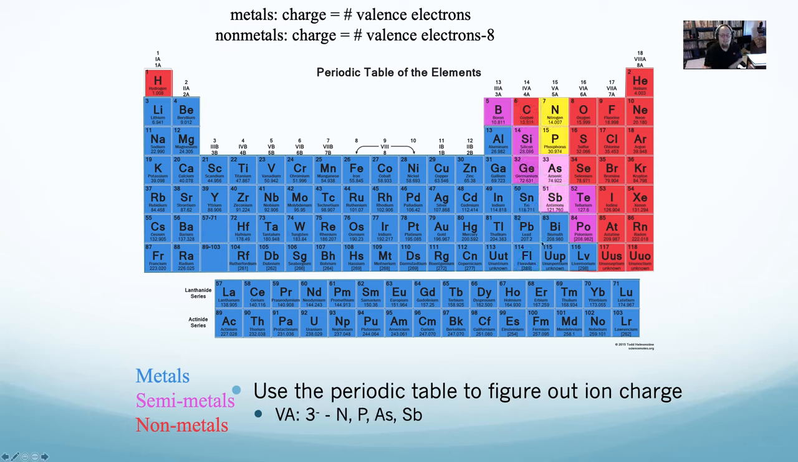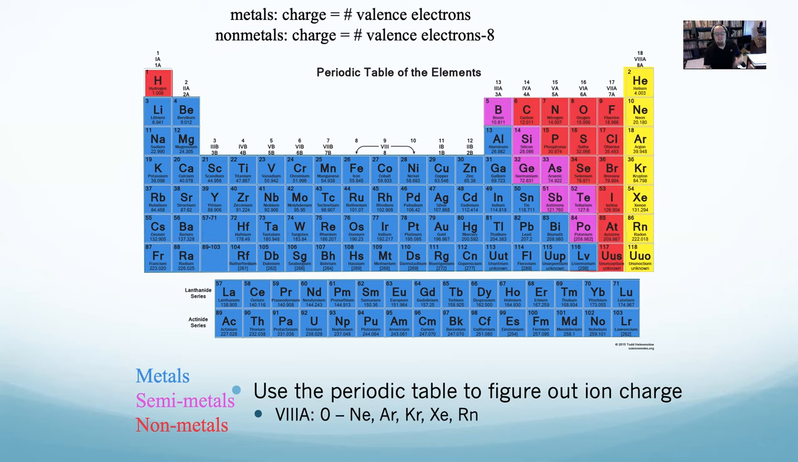In family 5A, and at this point I'm ignoring the metals down below, the non-metals have 5 valence electrons. 5 minus 8 is negative 3. They have a charge of negative 3. In 6A, 6 minus 8 is negative 2. These guys have a charge of negative 2. In 7A, 7 minus 8 is negative 1. These guys have a charge of negative 1.